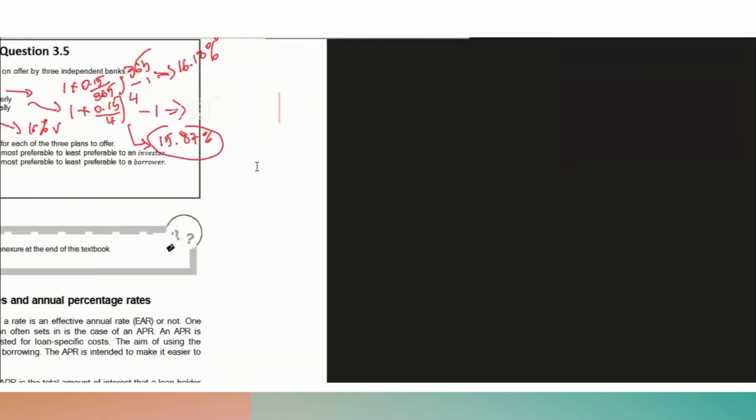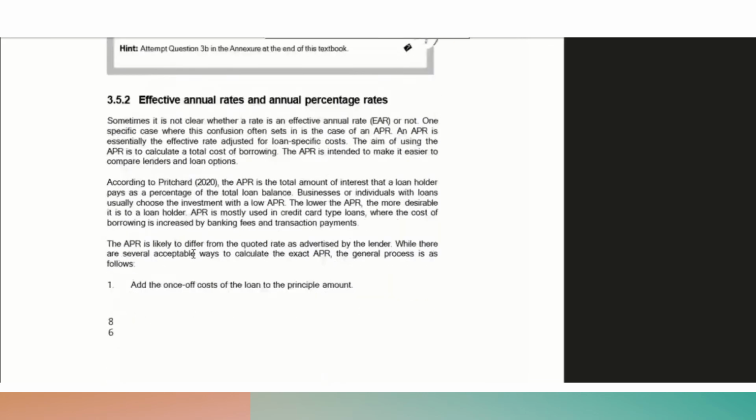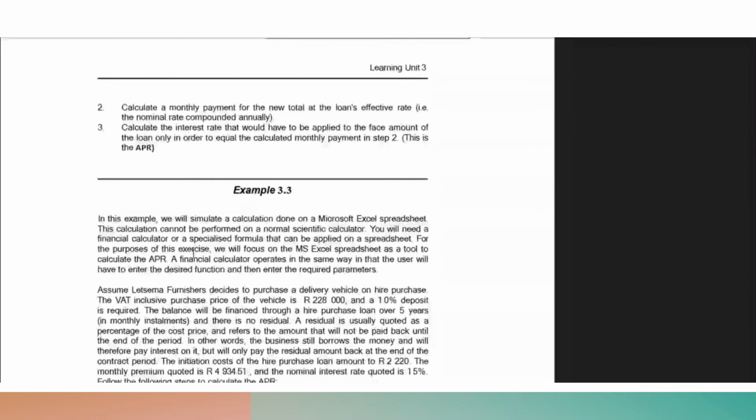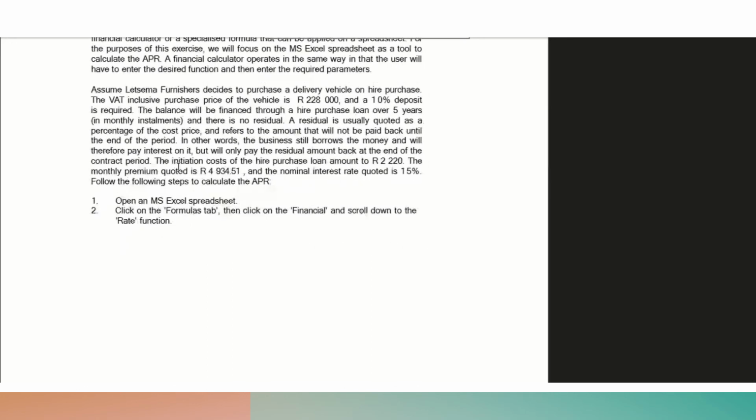You take this example, you practice it. And then there's the effective annual rate comparison with the annual percentage rate. I'm going to leave this section for you to read and to also do the exercise, which would be on your Excel spreadsheet. These are important. Why? Because we want you to do this practice as a future entrepreneur so that you know how to do this when you become an entrepreneur.